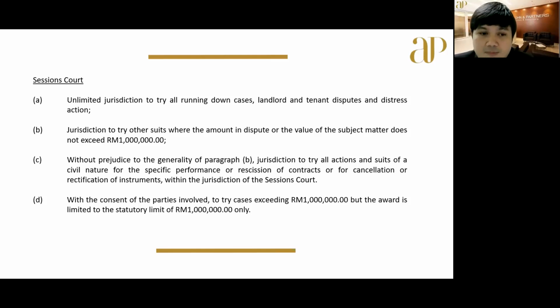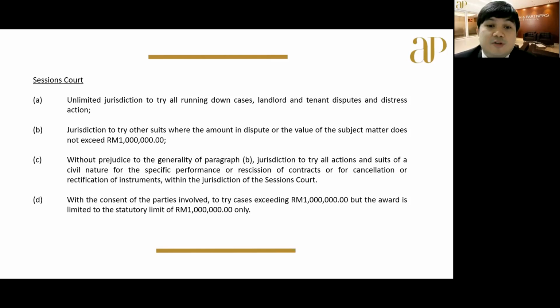Anything more than 1 million ringgit, you are supposed to bring the suit to the High Court. But parties at times, maybe in terms of cost saving, might still insist on trying the case in the sessions court. That is when paragraph D comes in, with the consent of the parties involved to try cases exceeding 1 million. But the award that the court can give the plaintiff is only up to 1 million. For example, if your suit is for 1.2 million, parties can agree to try the case at the sessions court. However, the court can only grant up to 1 million, which means you have to relinquish your 200,000. The maximum that you can go is 1 million.